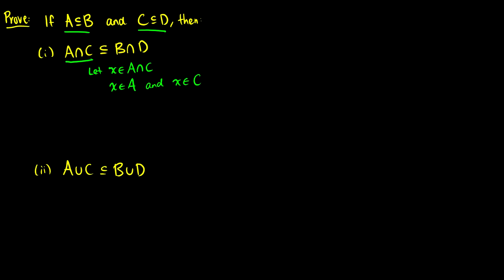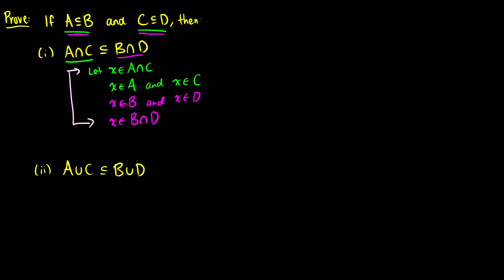So here's the thing. We know that A is a subset of B and C is a subset of D. So if X is in A, then we know that X has to be in B. And if X is in C, then X has to be in D. Okay, so now if we use the definition, we know X is in B and X is in D, so that must mean that X is in B intersection D. And there you go, there's our proof. So we have shown that if X is in A intersection C, then it must be in B intersection D.